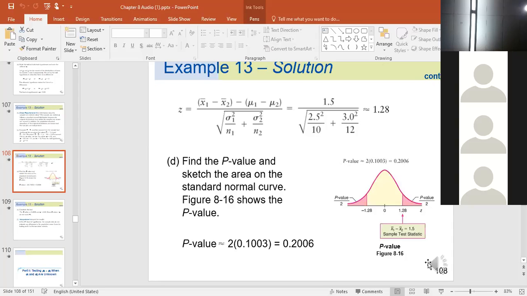So now, what should be our answer? Is there a difference or not? Do not reject H0. Is there a difference or not? H0 states no difference. If we do not reject H0, is there a difference?